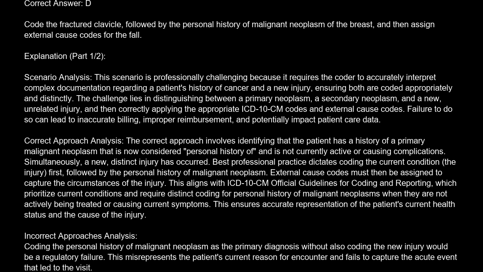Correct approach analysis. The correct approach involves identifying that the patient has a history of a primary malignant neoplasm that is now considered personal history of, and is not currently active or causing complications. Simultaneously, a new, distinct injury has occurred. Best professional practice dictates coding the current condition, the injury, first, followed by the personal history of malignant neoplasm. External cause codes must then be assigned to capture the circumstances of the injury.